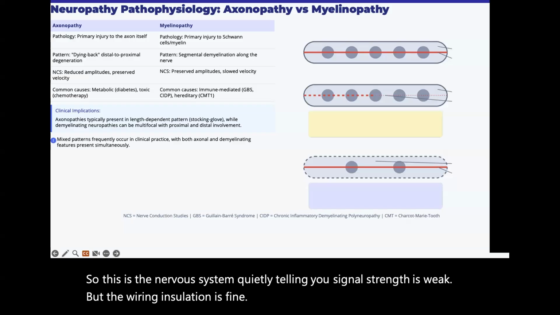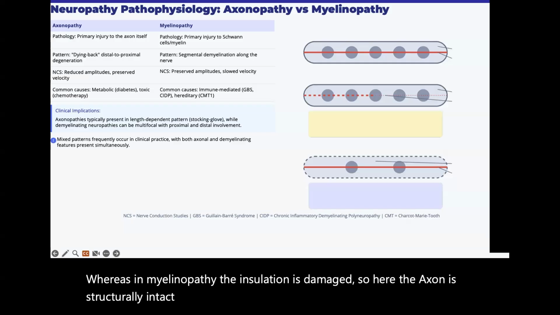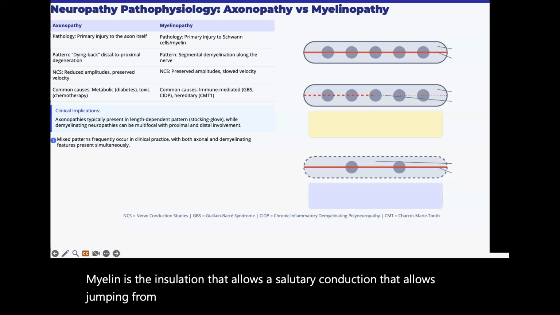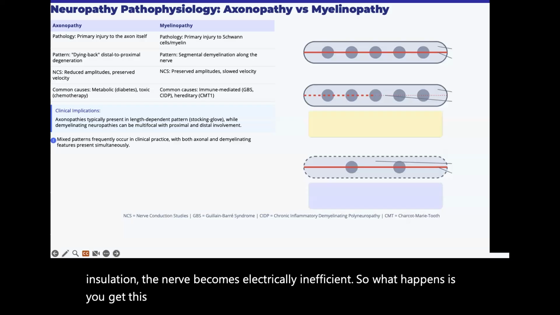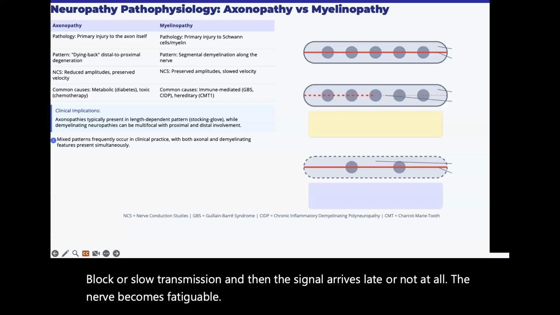Whereas in myelinopathy, the insulation is damaged. So here, the axon is structurally intact, but the Schwann cell and myelin are compromised. Myelin is the insulation that allows saltatory conduction, that allows jumping from node to node. So when you strip away or disrupt that insulation, the nerve becomes electrically inefficient. So what happens is you get this segmental demyelination, which causes conduction block or slowed transmission, and then the signal arrives late or not at all. The nerve becomes fatigable.